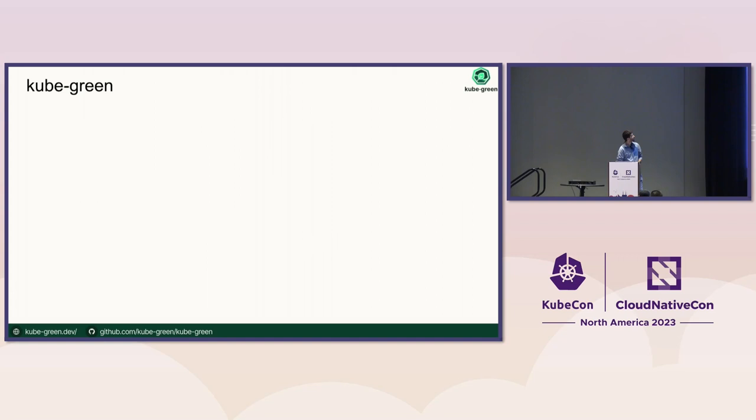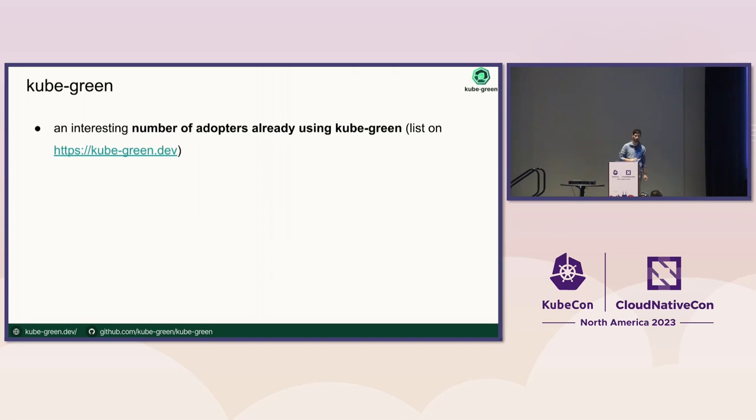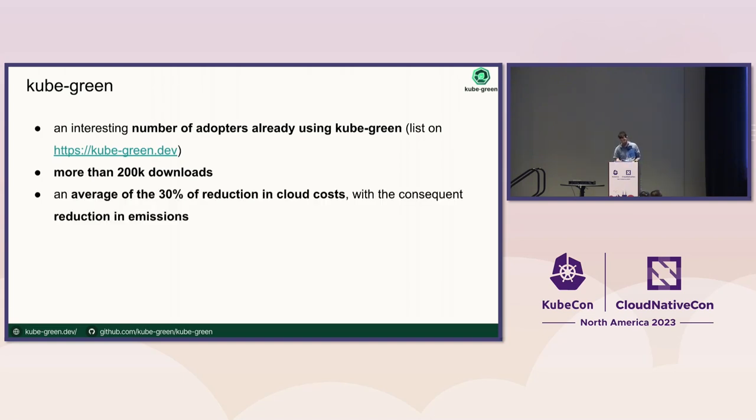And some final notes on Kube-Green, some data on the Kube-Green controller. There is an interesting number of adopters which already use Kube-Green. Some of them are listed on the Kube-Green website, but there are a lot of other users which are not listed there. And there are more than 200,000 downloads of the Docker image. Talking to our users and from our metrics, we can see that there is a reduction of at least 30% in cloud cost with the consequent reduction of emissions. So really interesting results.